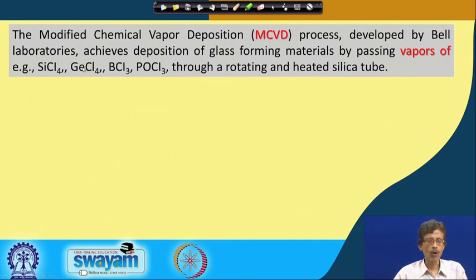We all know that Bell Laboratories are very famous for achieving all these things. They achieved the deposition of glass forming material by passing vapors of 4 different chemical compounds, all chloride salts: silicon tetrachloride, germanium tetrachloride, boron trichloride and phosphorus oxychloride. These can be obtained through a rotating and heated silica tube, which produces all these in the vapor condition, and that can be deposited on some surface.